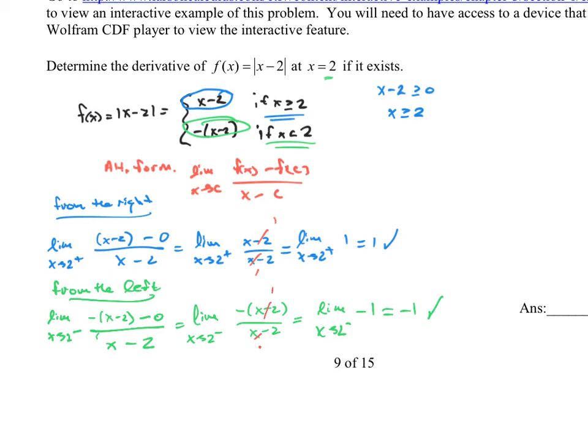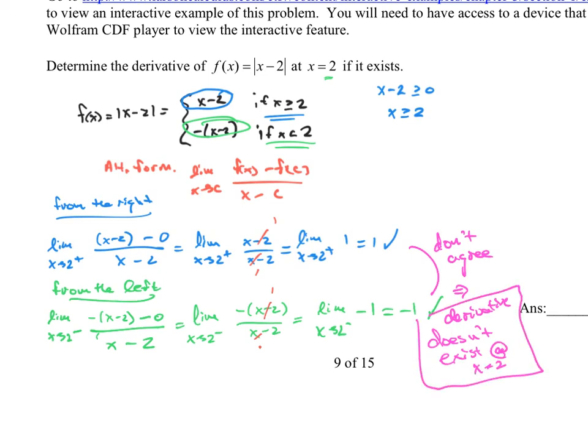So what do we notice? The limit from the right, which is truly the derivative from the right with the formula that we've used, is 1, and the derivative from the left is negative 1. And since those two things are not the same, they don't agree, that tells us that the derivative doesn't exist at x equals 2. Now that doesn't mean the derivative doesn't exist anywhere else. In fact, the derivative does exist everywhere else. It's just at this point.